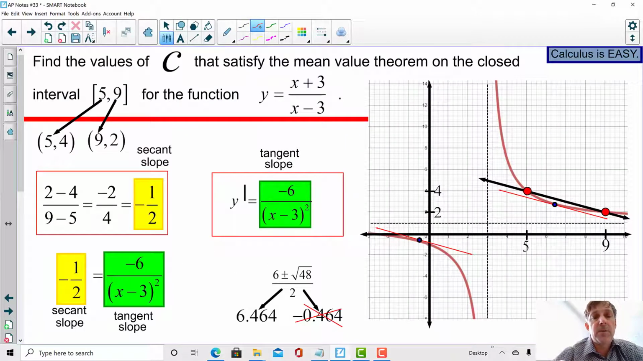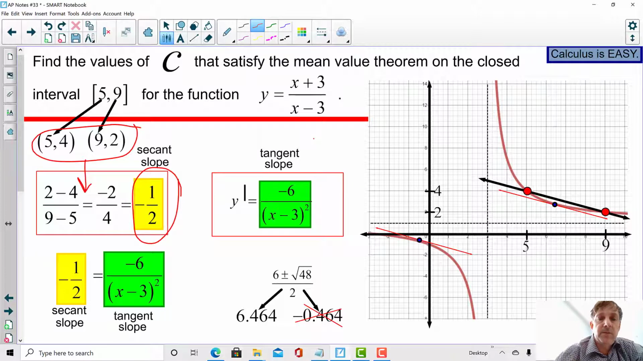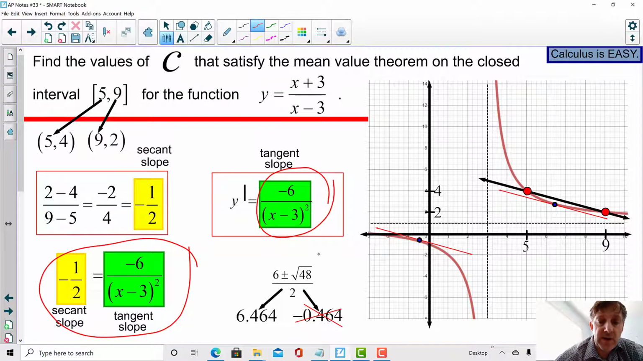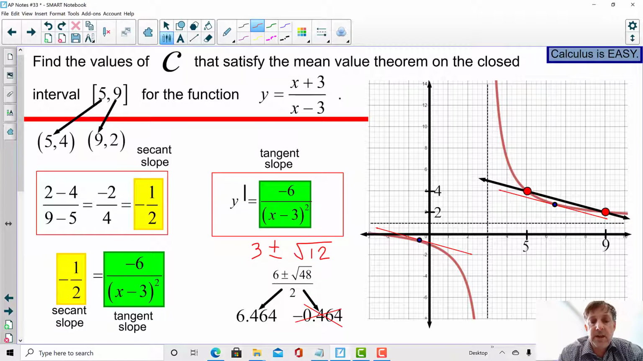In order to find that spot, we're going to have to find the slope of our secant line. You plug your 2 points into the slope formula, and you get -1/2. So that's the slope of your secant line. It's -1/2. To get the slope of the tangent line, you have to do the derivative, and that's going to be the quotient rule. This is what you would get. And now we want to set those two things equal to each other and solve. Now, if you solve this without a calculator, you would get 6 plus or minus the square root of 48 over 2. That's the same thing as 3 plus or minus the square root of 12.